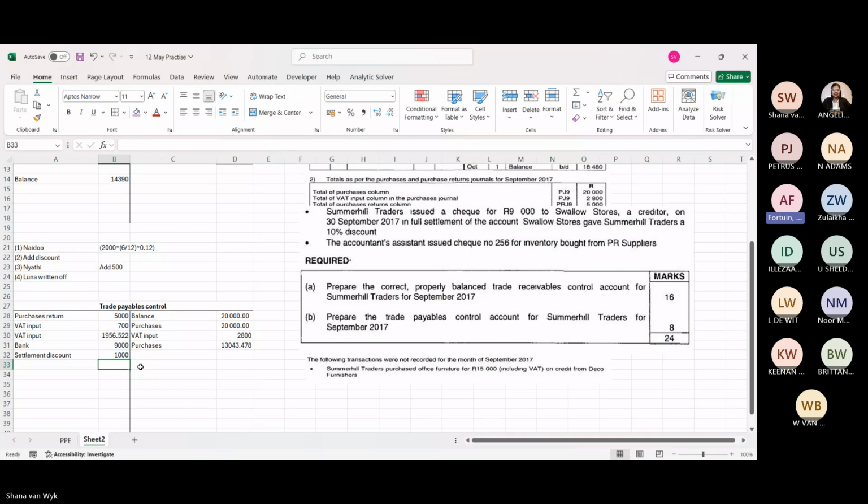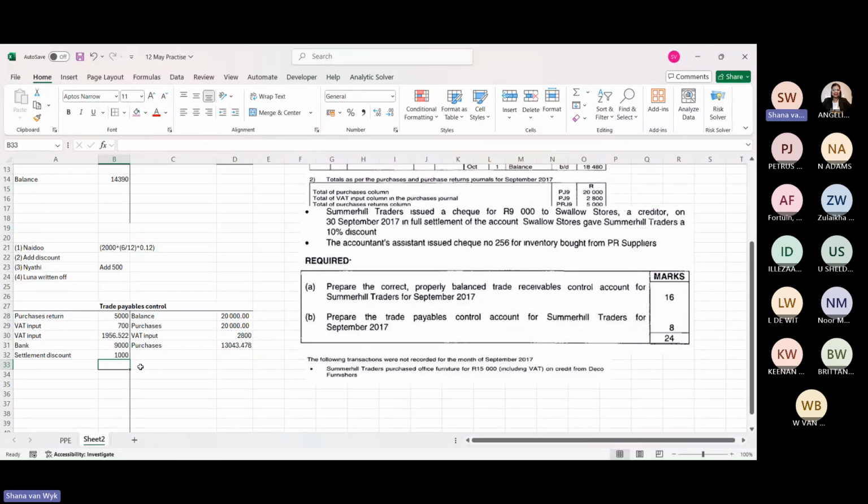Shauna's still not with us. If I have 9,000 rand, you don't have 9, it's 10. They issued a check for 9,000 to settle the account, the full settlement of the account. So the full account was 10K. Okay, I see. It's full settlement. Yeah, the original account was 10K. That's a good one.